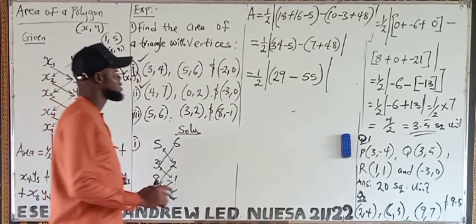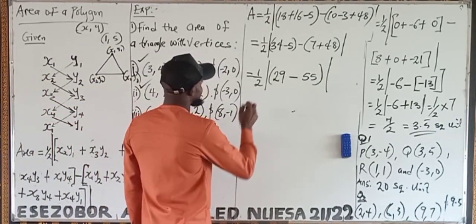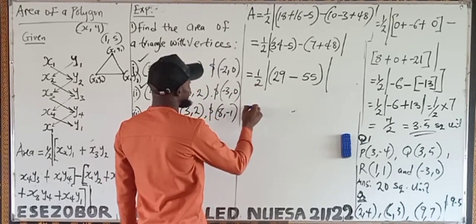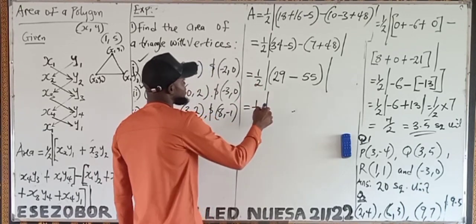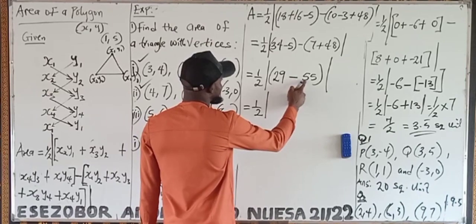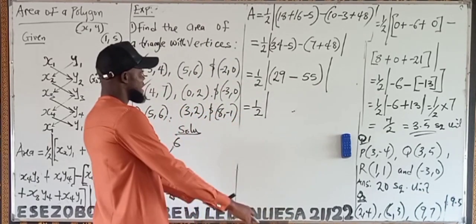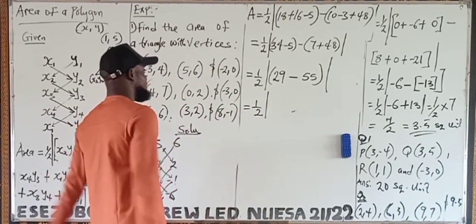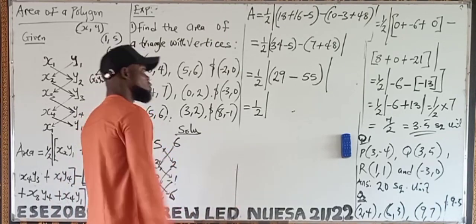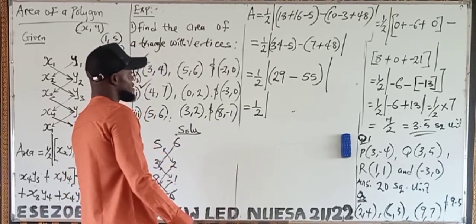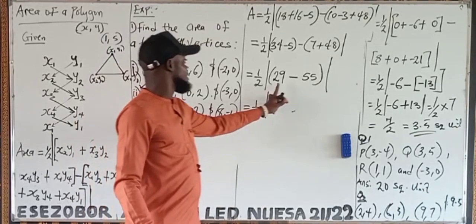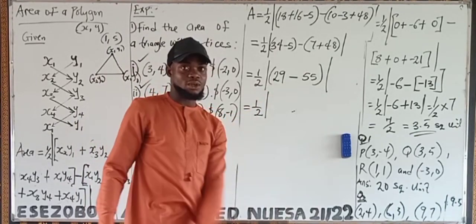So you do it gently. Next, in this variable, we are going to have half the magnitude of 29 minus 55. 30 minus 55 will be 25, right? That is minus 25, because you add 25 to 30, that will give us 55.